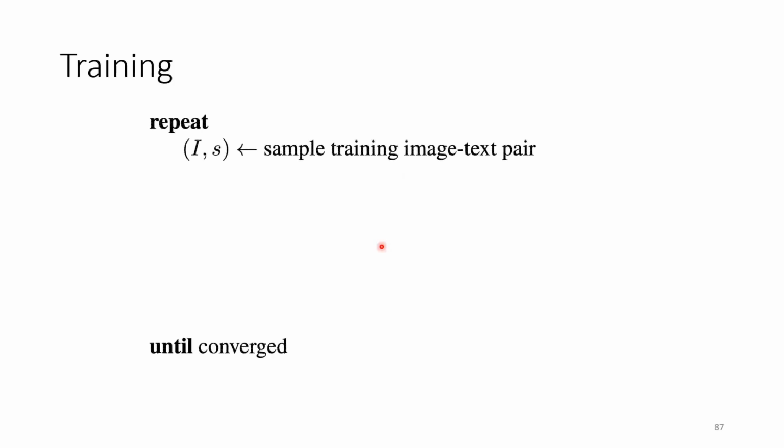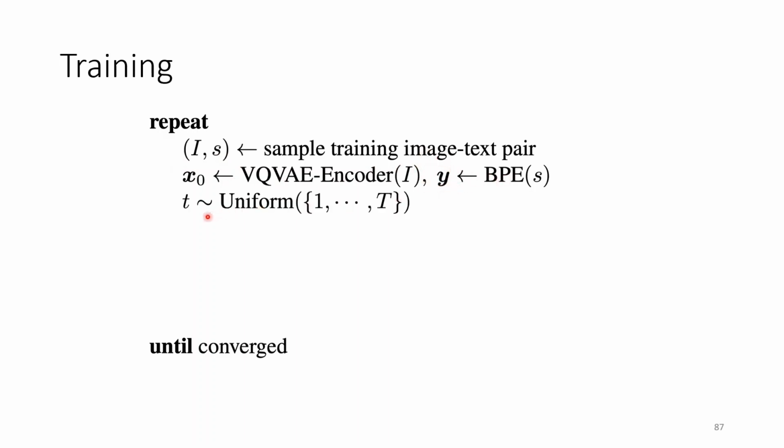Let's just finally look into that training stage once, and we will move forward. Similarly, first we will take an image and text pair. We will use a VQ-VAE encoder and get the 2D code representation X0, and we will do byte pair encoding to get a discrete encoding of the text. We will uniformly sample any time step like previously.